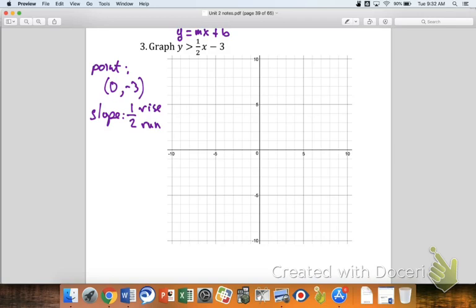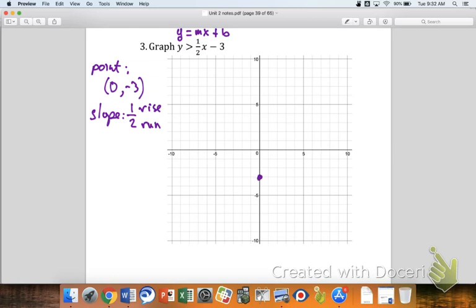So when I start graphing a line like this, I'm going to feel bad for you if you guys are racing ahead of me, because of the greater than, there's a little twist to this. So please don't race ahead of me here. Am I going to graph the point before the slope or the slope before the point? You always graph the point first, always. So 0, -3 is right about there.